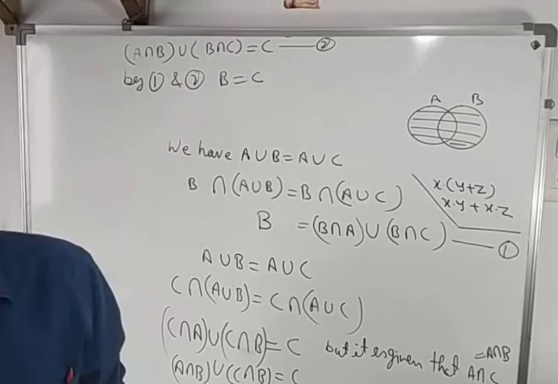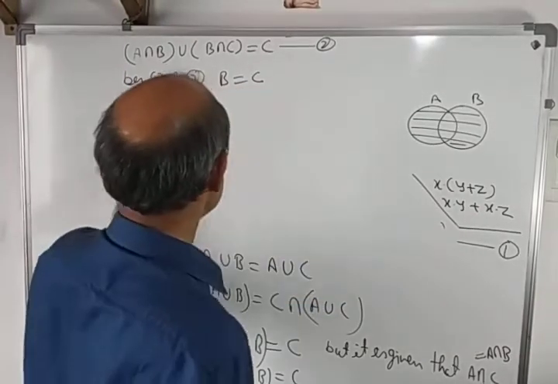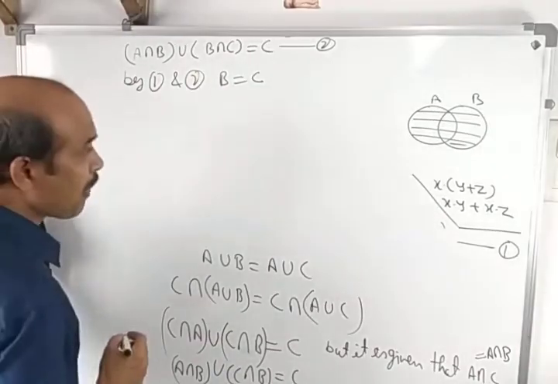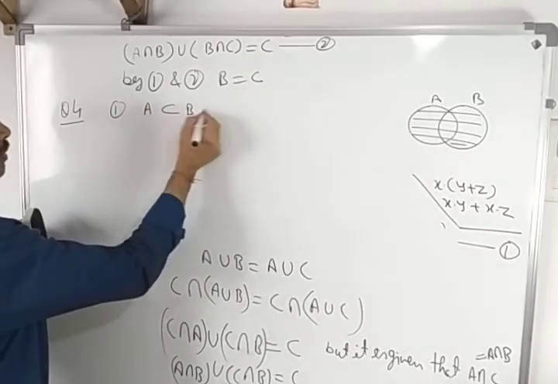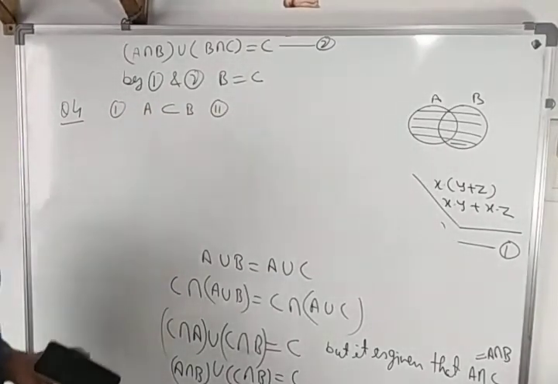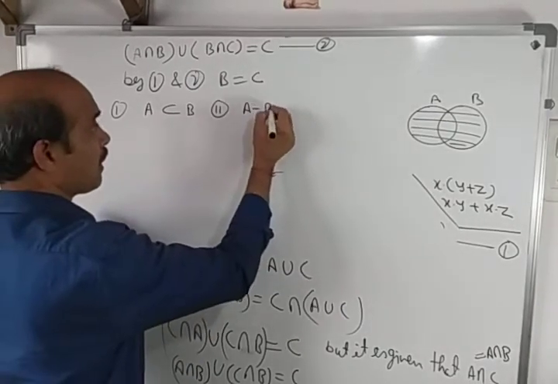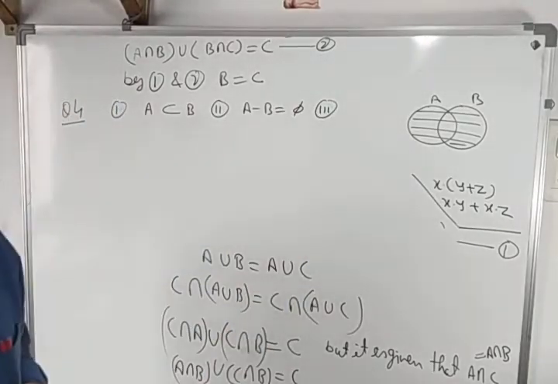Next we are going to do question number 4. In question number 4, we are given 4 parts. Firstly, A is a subset of B. Second is A minus B is phi. Third is A union B is B.